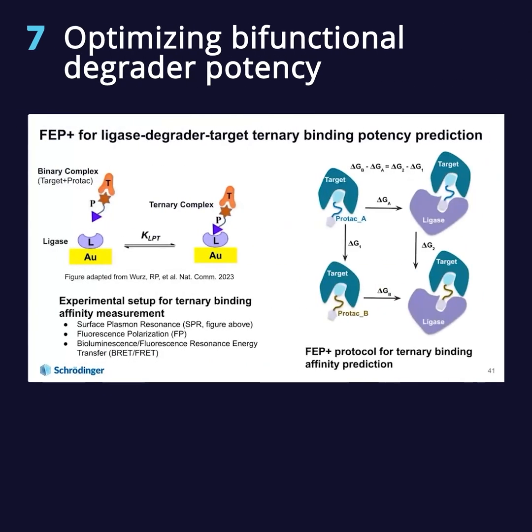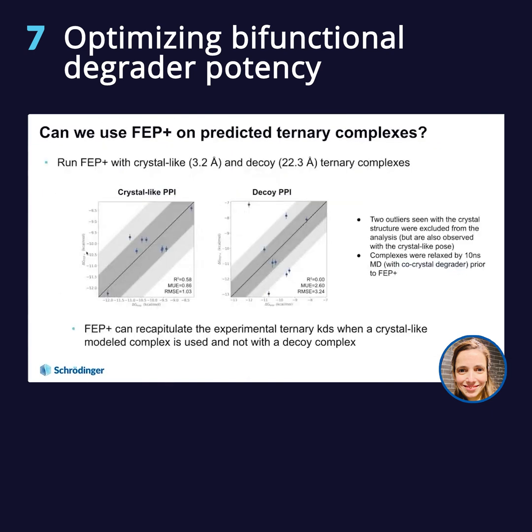Here on the left, what I'm showing is the typical experimental setup for getting experimental ternary binding affinity measurements. This is SPR, where one of the proteins, in this case the ligase, is immobilized. And then the binary complex, in this case the target with the PROTAC, is basically thrown through the chamber. And what you are measuring, this formation of ternary complex, is an apparent ternary KD. And this is the result. On the left is the crystal-like PPI, and on the right is the decoy PPI. So you can see that FEP+ can recapitulate the experimental ternary KDs when a crystal-like model complex is used, similarly to when you have the crystal structure, and not with a decoy complex.